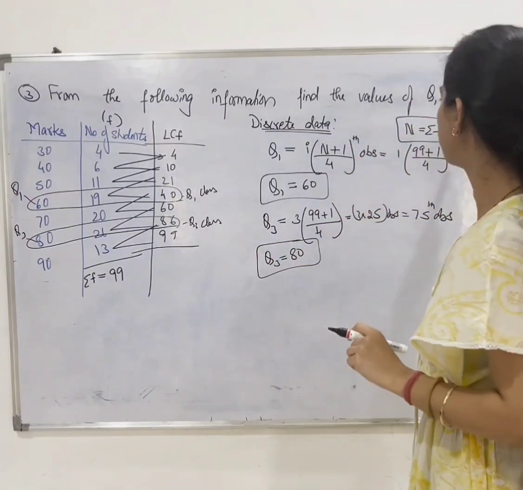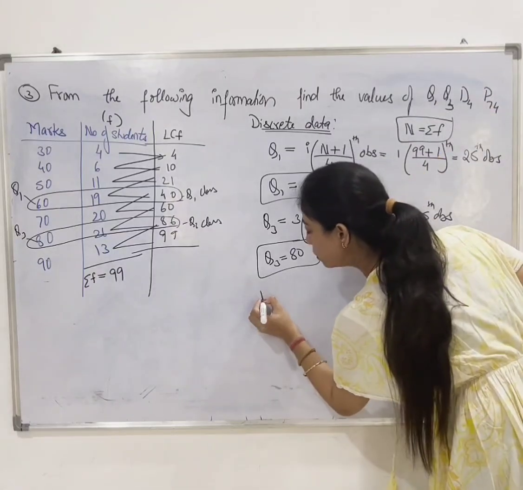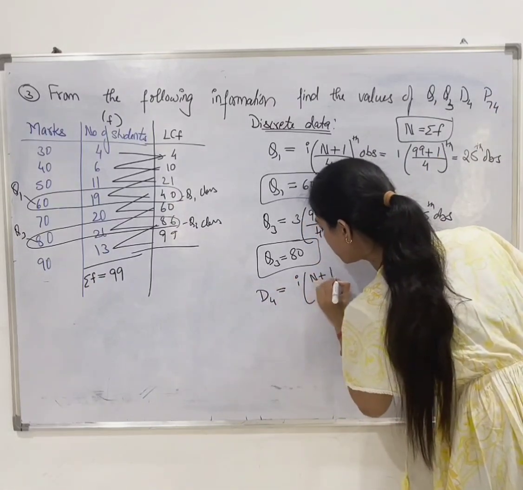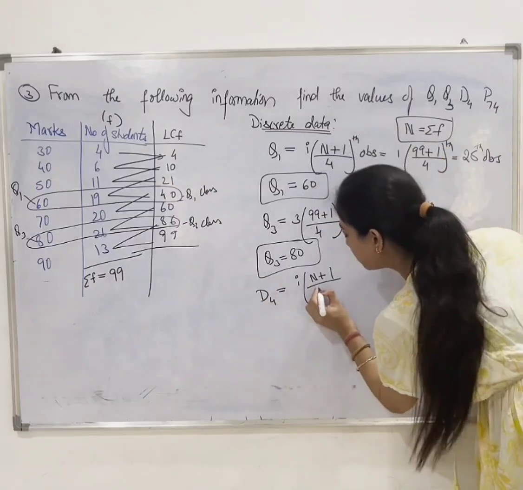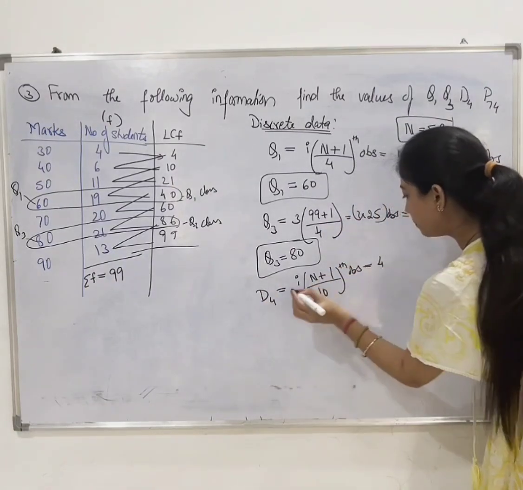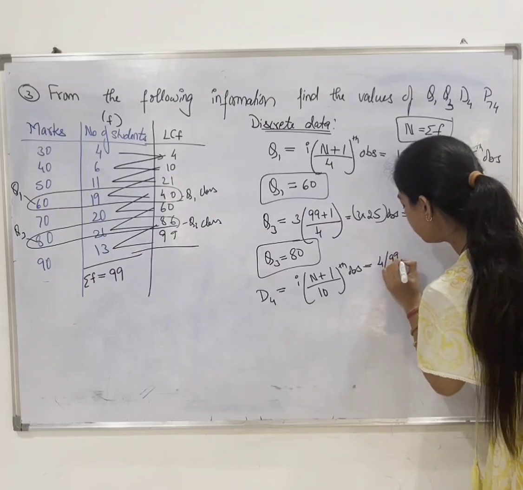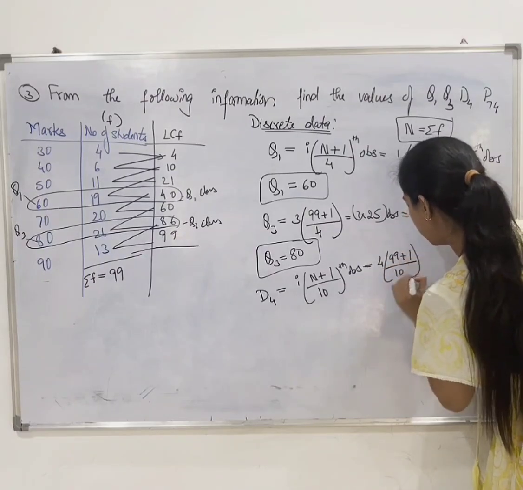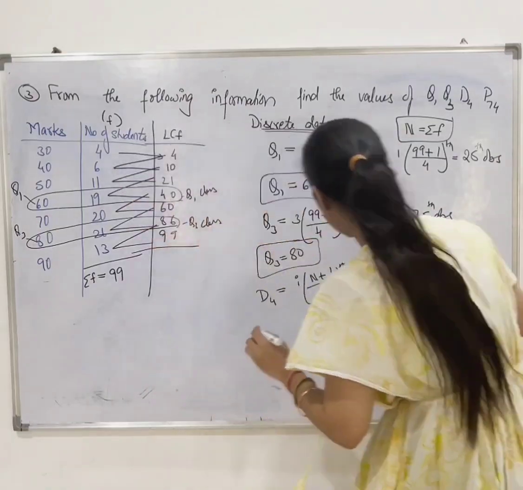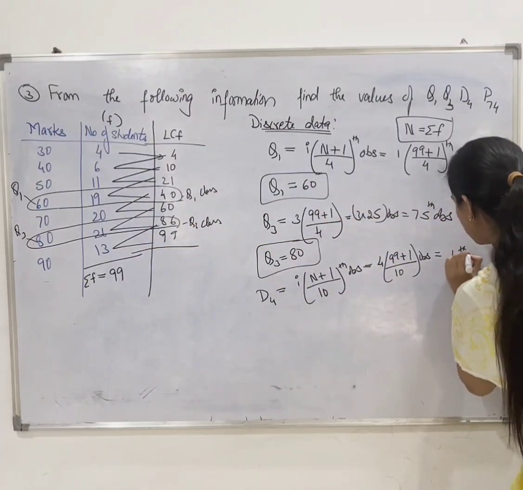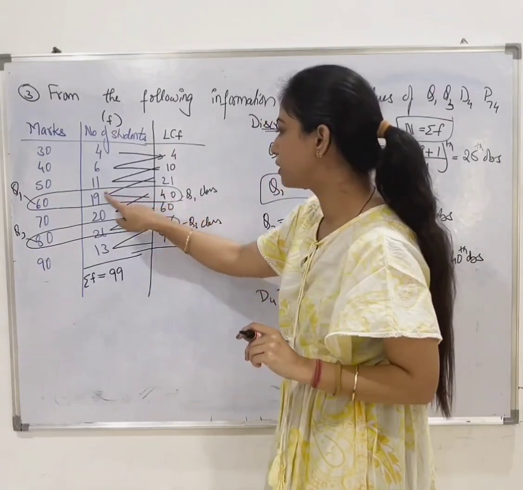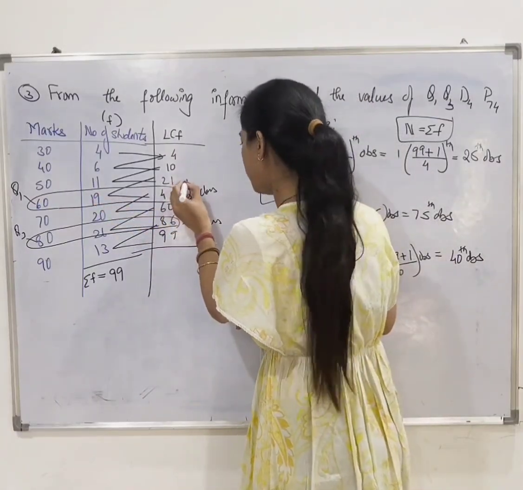Let's move to the next one, which is D4. D4 will again be N plus 1 by, since this divides into 10 parts, 10 observation, and we are finding the fourth decile: 4 into (99 plus 1) by 10 observation. So here the answer comes to the 40th observation. Now the 40th observation lies exactly in this class. So this again will be your D4 class.